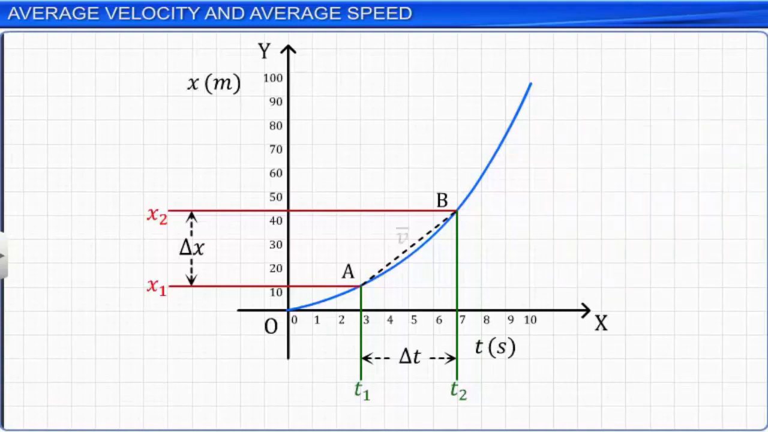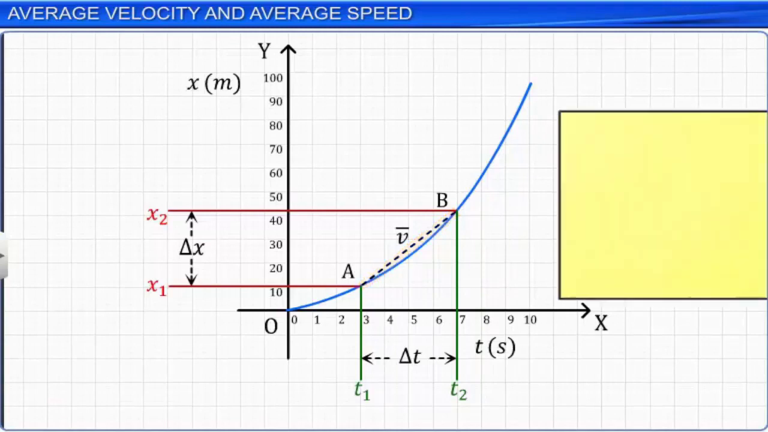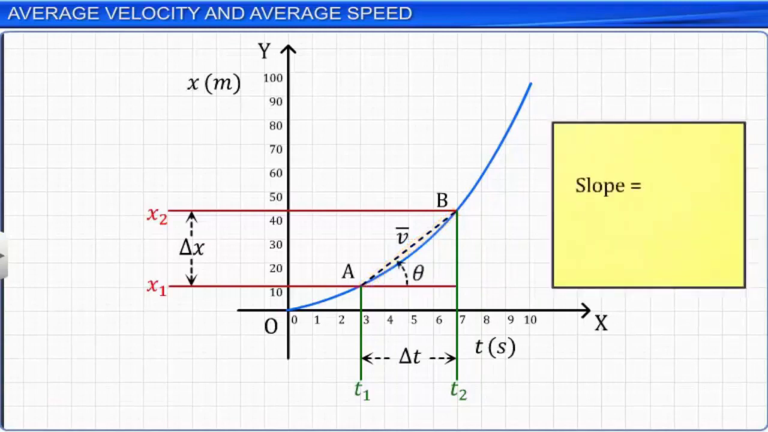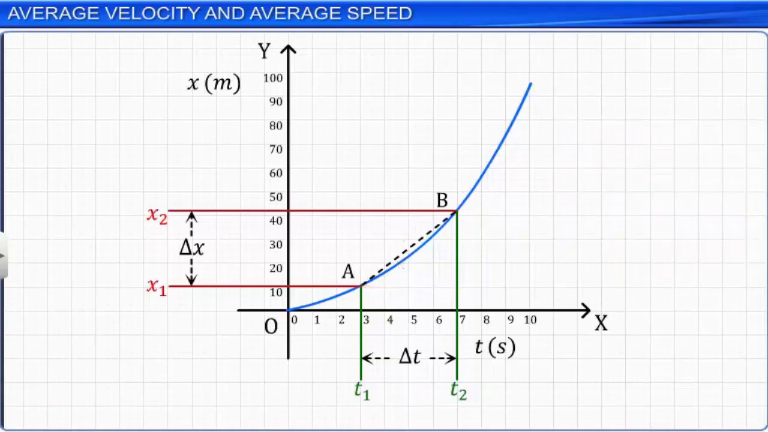Slope is equal to tan theta, which is equal to (x2 minus x1) by (t2 minus t1). If you observe the graph carefully, you will find that the displacement is different in different intervals of time, that is, from the 3rd to the 4th second, from the 4th to the 5th second, and so on.